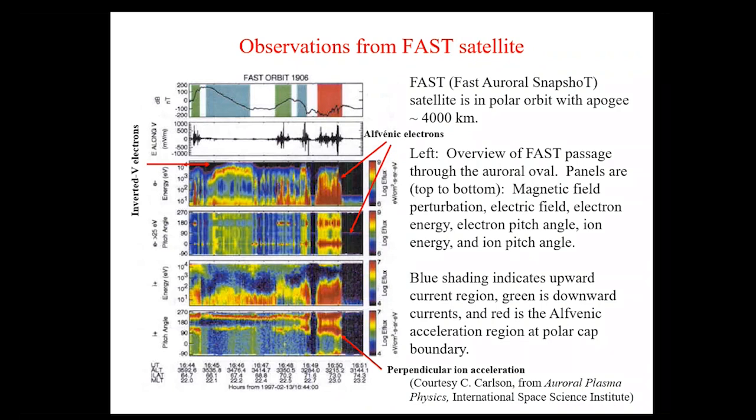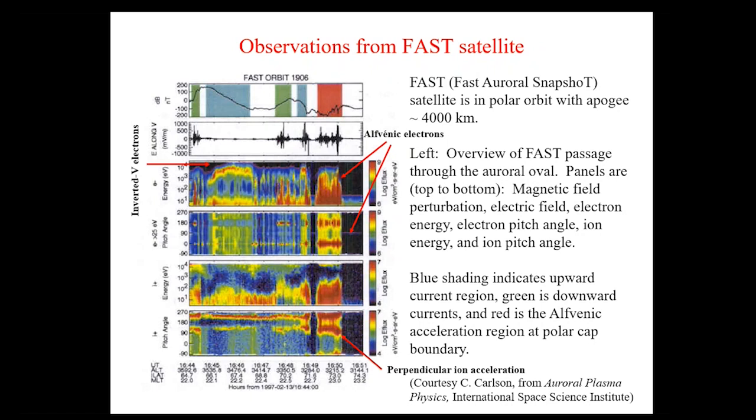The other thing, and this is my biggest regret about the Juno mission, is that electric fields were measured by FAST. You can see here, in particular in this Alfvénic region, there are very strong fluctuations up to a volt per meter in the perpendicular electric field.